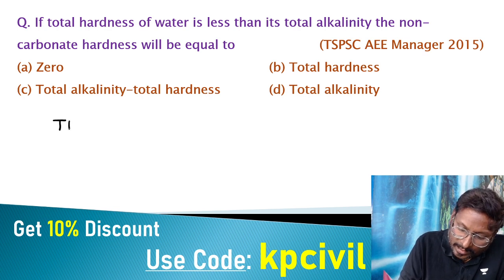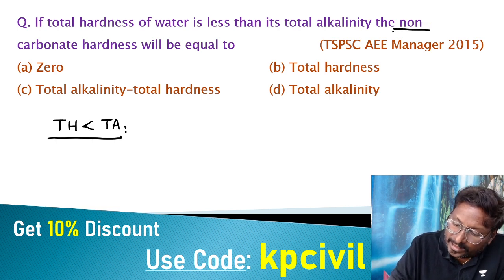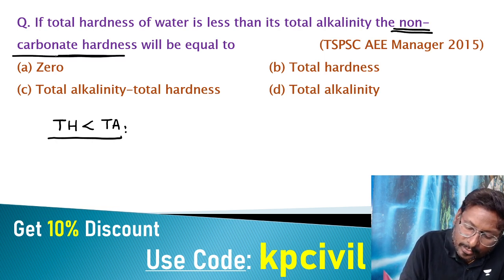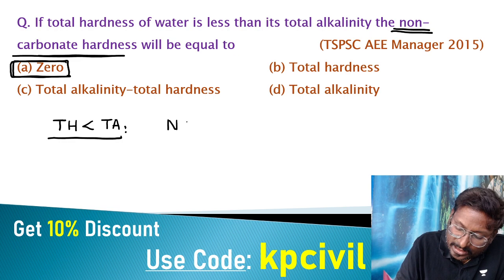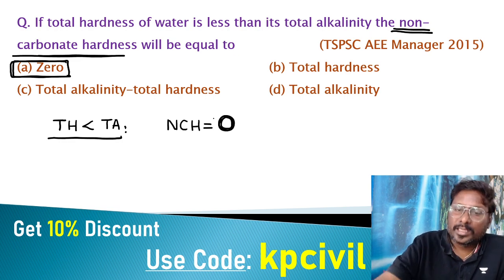Total hardness of water less than total alkalinity. I already told you, it is written. What is needed? Non-carbonate hardness is needed. Non-carbonate hardness is 0, because CH is TH.